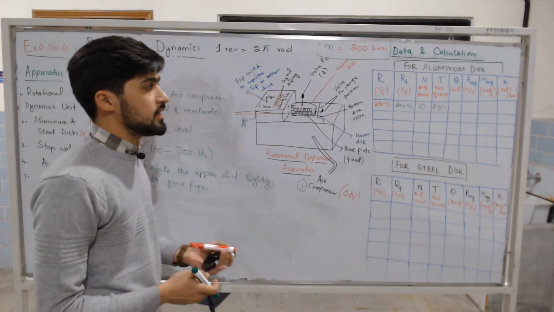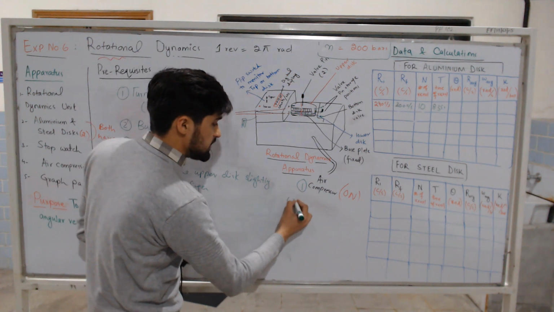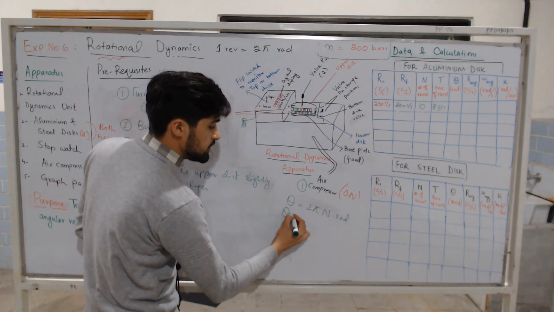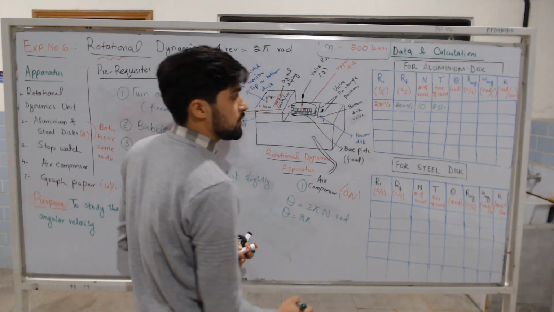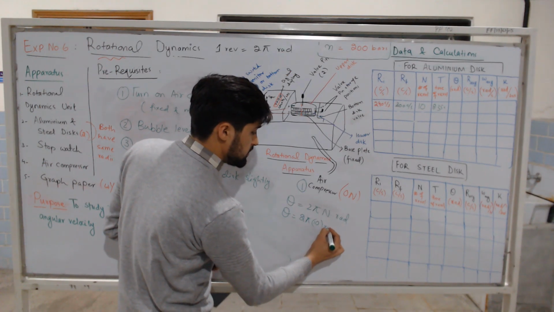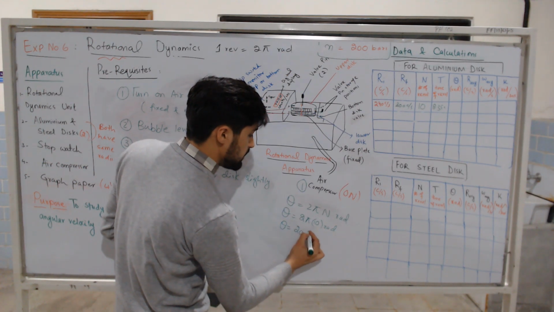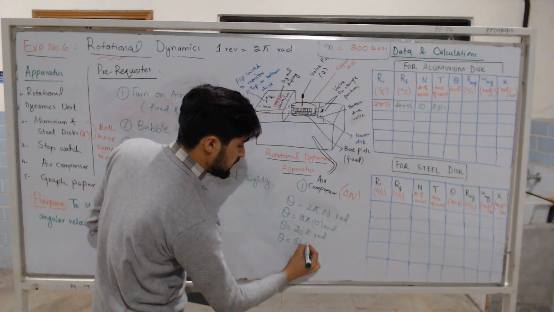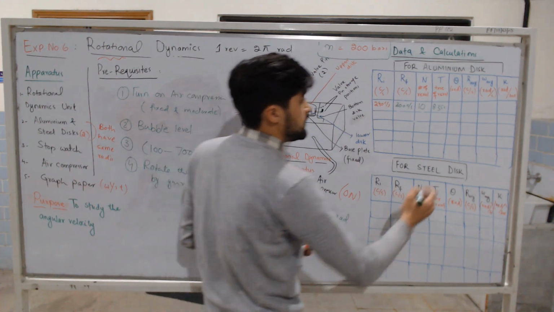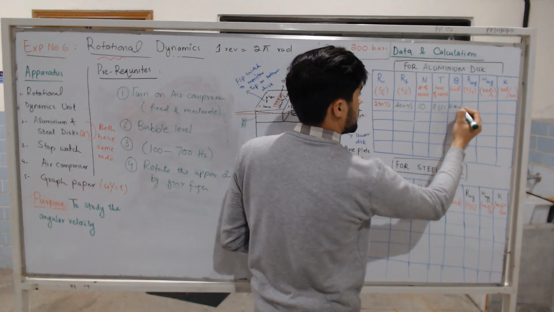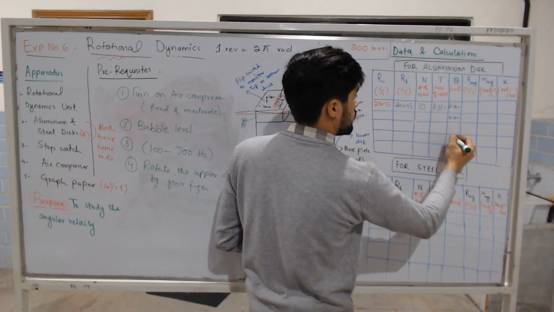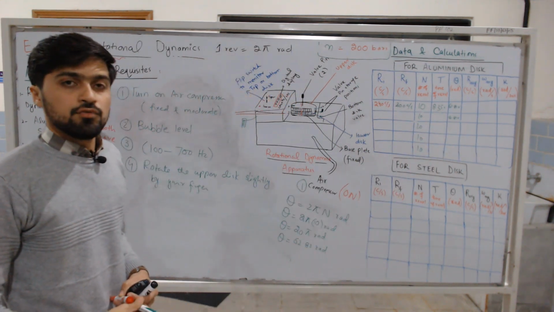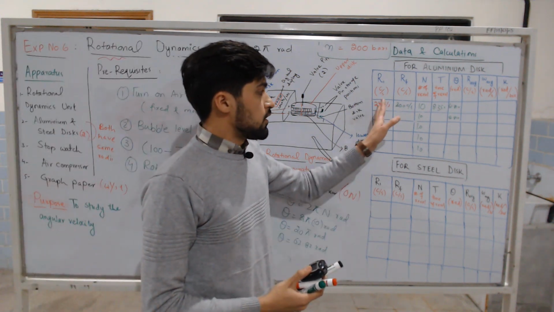Now theta can be easily calculated. As we discussed and derived, theta is equal to 2 pi N radian. So theta is equal to 2 pi times the number of revolutions, 10, which means theta is equal to 20 pi radian, or 62.83 radians. So for each case, if the number of revolutions is 10, theta will be 62.83 radian. You will have to do it for all the trials.